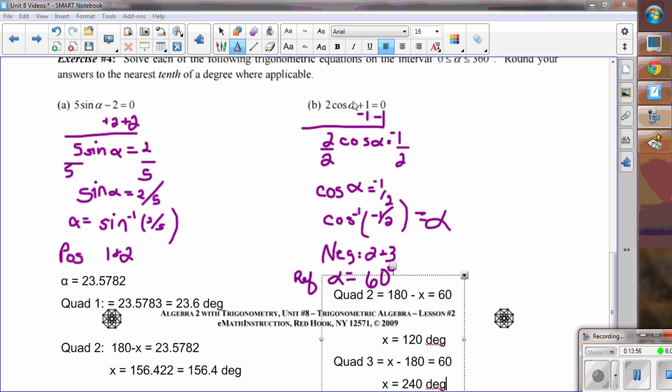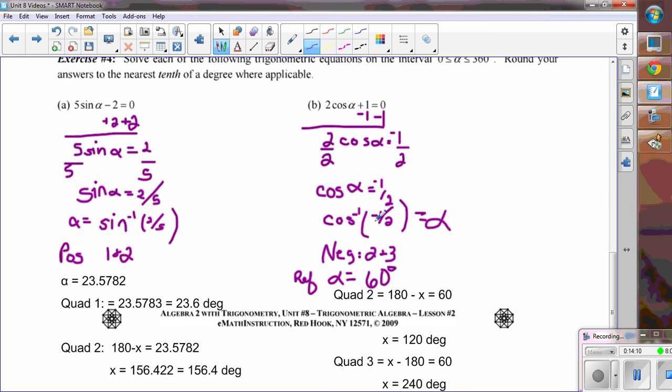Okay, so when you do this, you subtract 1 from both sides. You get 2 cosine alpha equals -1. Divide by 2. So the cosine of alpha is equal to -1/2. When you take the inverse of this, you have to remember that you do the positive, okay? So I left this in here so we could go over that you are not going to put the negative into the calculator, but use the positive. When you do that, you get 60 degrees.